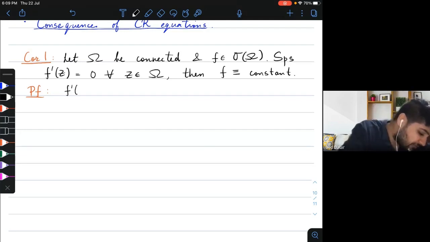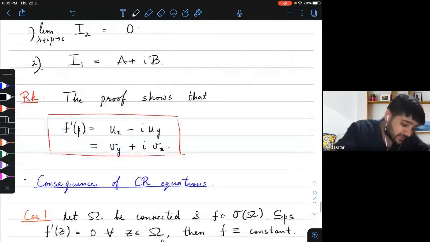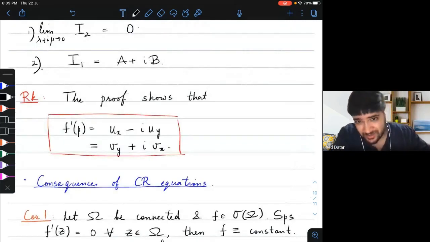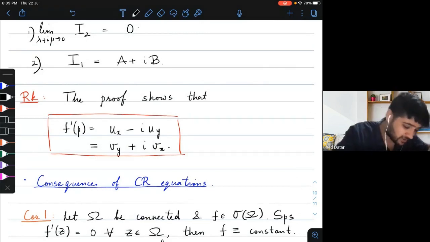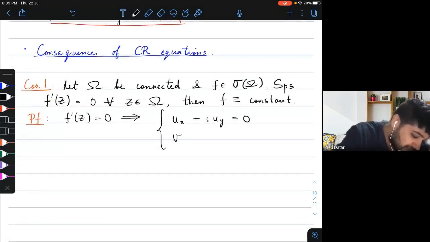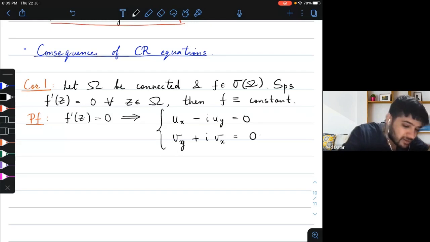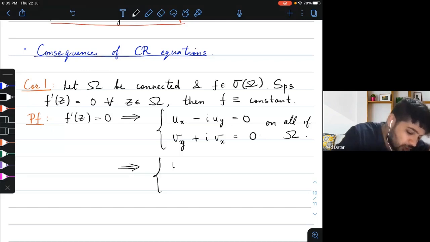So f prime of z equal to 0 implies that u_x minus i u_y equals 0, because remember this very important formula of the complex derivative in terms of these partials, and it also implies that v_y plus i v_x is also equal to 0 on all of omega. Right, but then that implies that all the partials are 0.